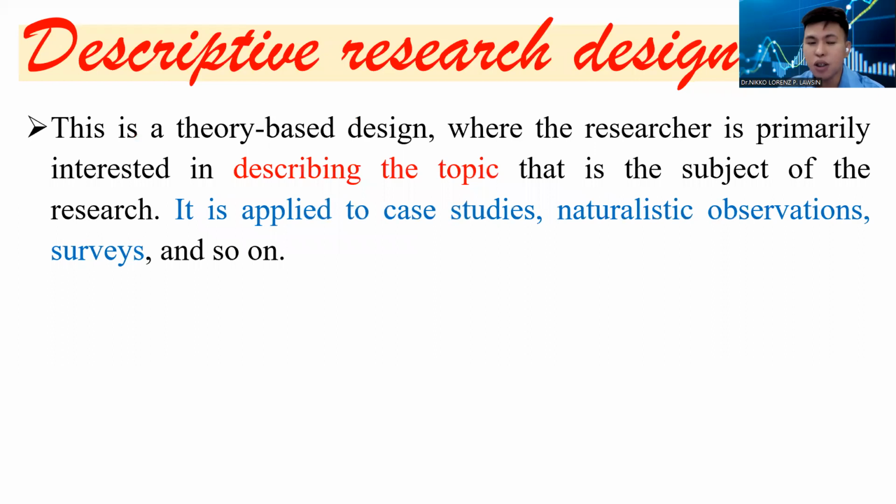Okay, let's now proceed to the first type of research design, which is descriptive research design. For descriptive research design, it is a theory-based design wherein the researcher is primarily interested in describing the topic. Take a look at the keyword, describing the topic that is a subject of the research. It is applied in case studies, naturalistic observations, and surveys. There is a modifier, naturalistic observations, because you are just documenting which are the data that can be perceived only by the five senses.